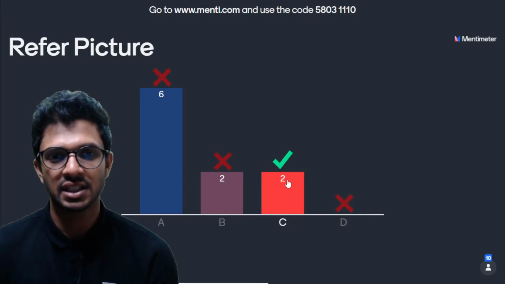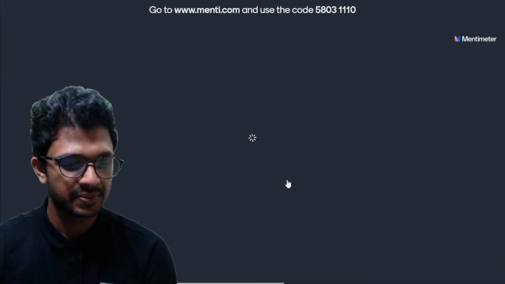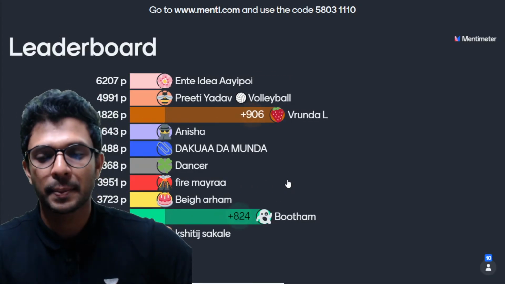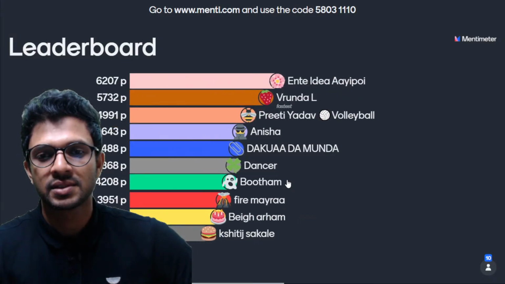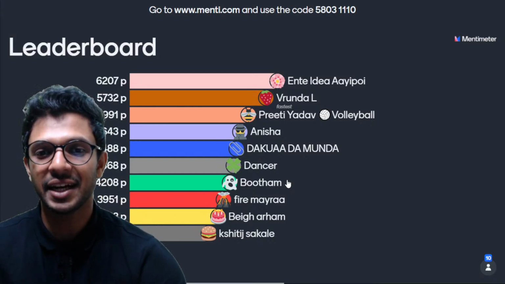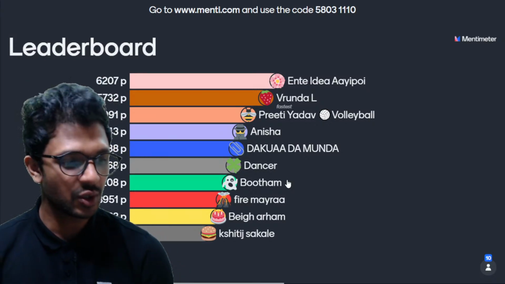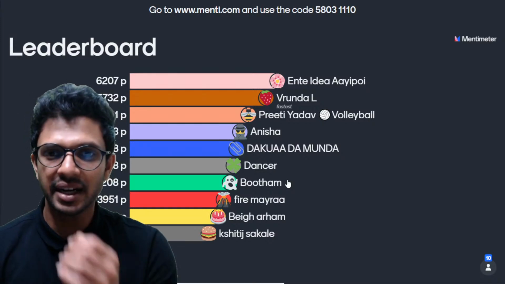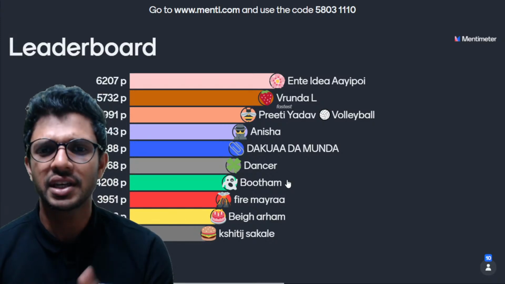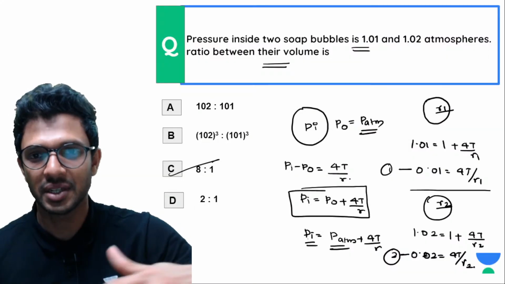Okay, so 6 people have opted for option A, but the actual option is given here as C. Let's look into it. Vrinda, fastest. Wow, good. Then entire idea, Preeti, Anisha, Dakwa, Dancer, Budam, Fire, Beg, Arham. Okay, so the entire idea person, I think it's Miara, right? Miara is on the topmost position. Students, don't you all want to go on top? So do it, everyone, keep fighting harder. You all can. Fine. Let's do this question. It's not a big deal.